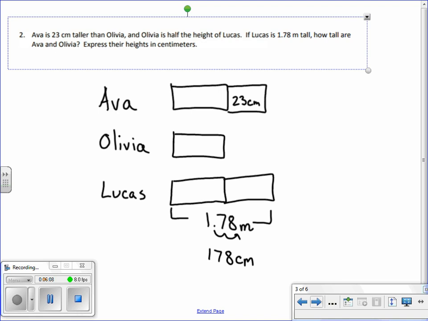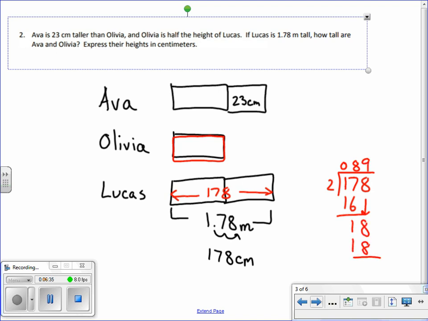So from here to here is 178. Now we want to find one of them. So we're going to take that 178 and divide it by 2. 178 divided by 2. 2 goes into 17 8 times, which gives me 16. Subtract. 2 goes into 18 9 times, which is exactly 18. So now we know that this is 89. And if Ava's the same, this is 89.